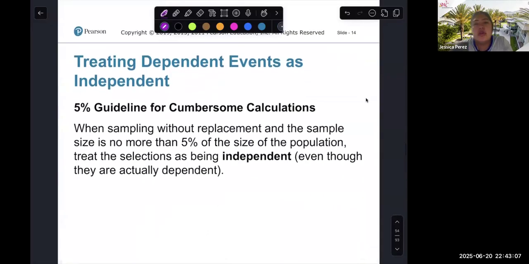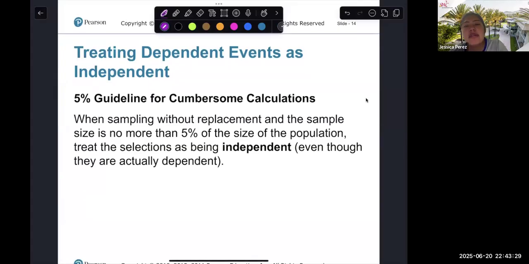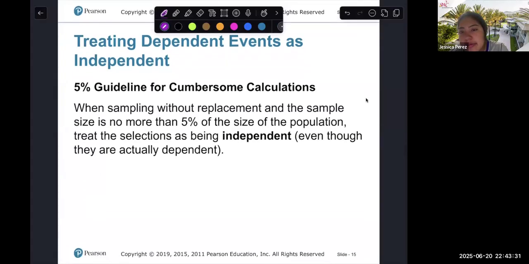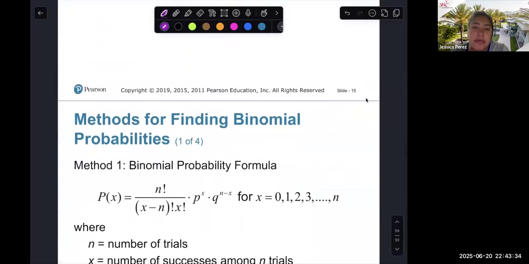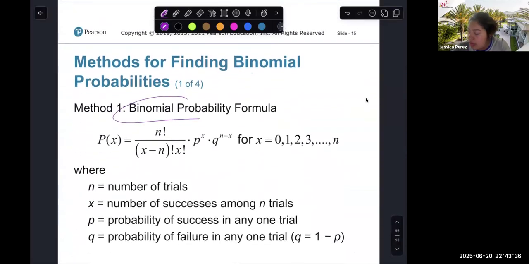Okay. Treating dependent events as independent. Sometimes when sampling without replacement and the sample size is no more than 5% of the population, we can say that the selections are independent, even though they're actually dependent. So sometimes you're going to treat them as independent if the sample size is no more than 5% of the size of the population. We also have a binomial probability formula.